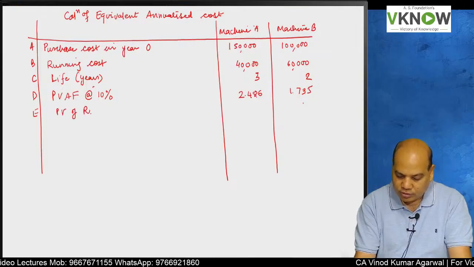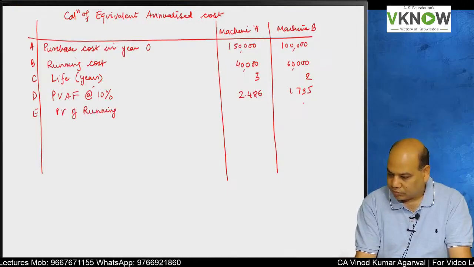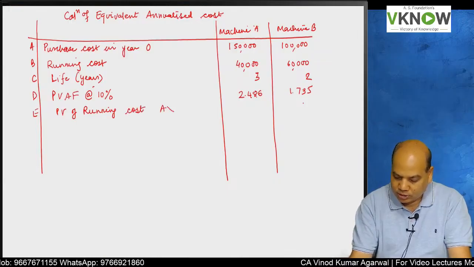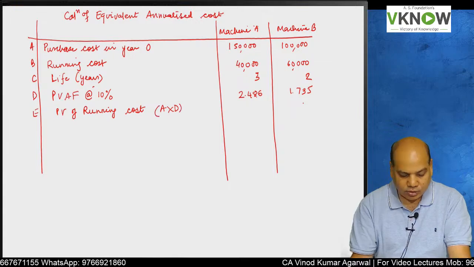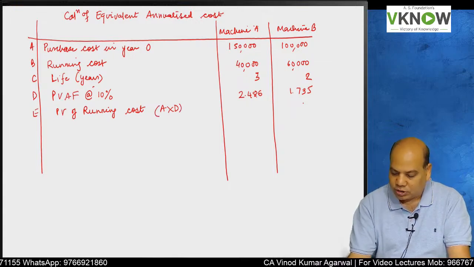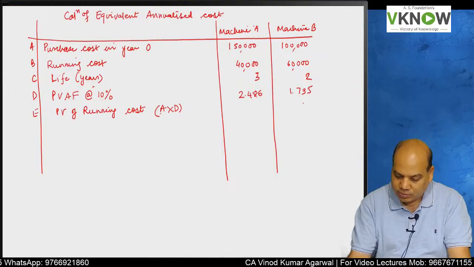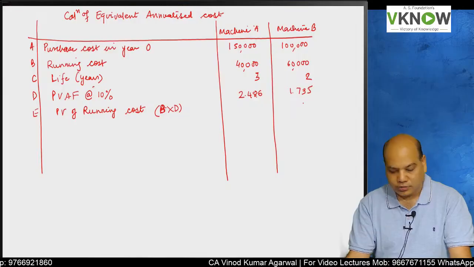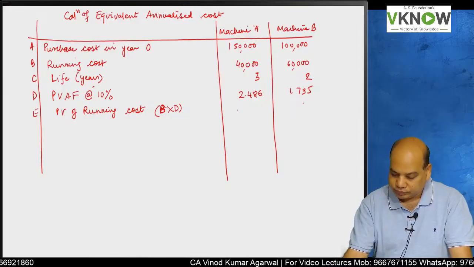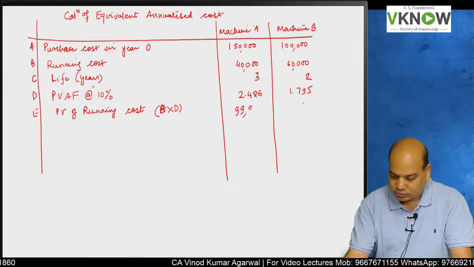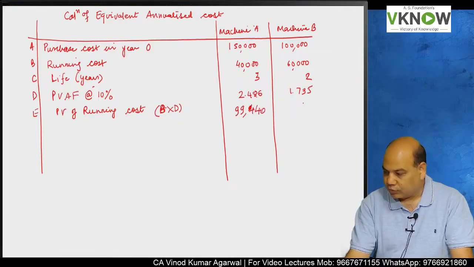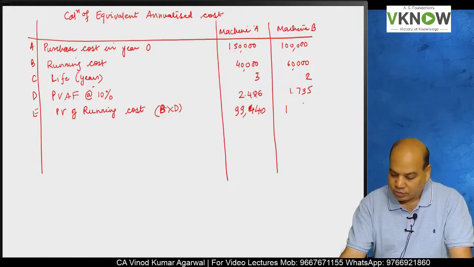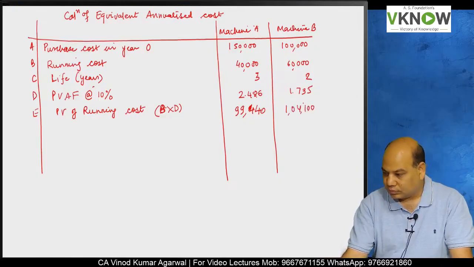So point number E will be present value of running cost. Present value of running cost will be B multiplied by D. 40,000 into 2.486 is 99,440. And 60,000 into 1.735 is 1,04,100.